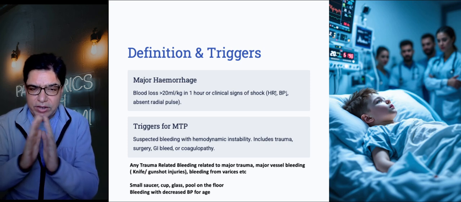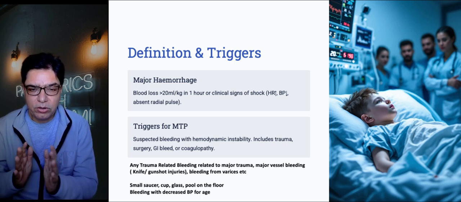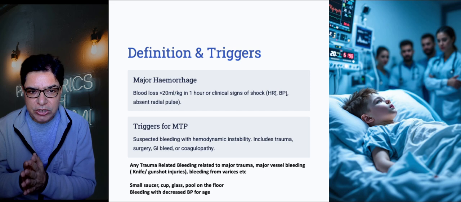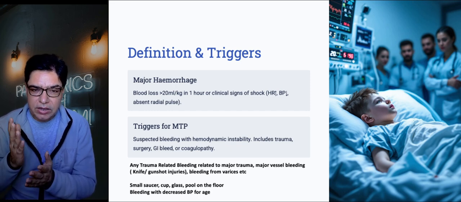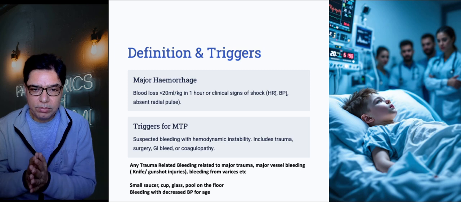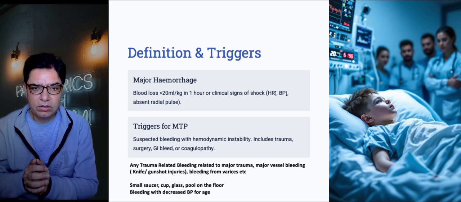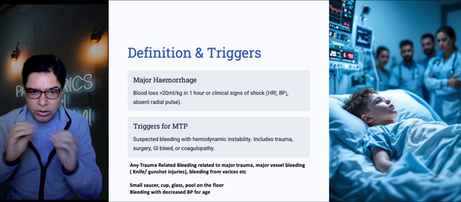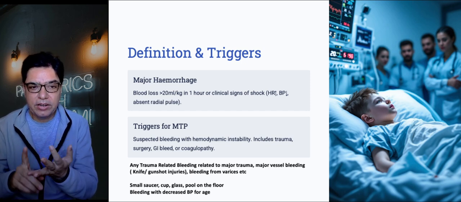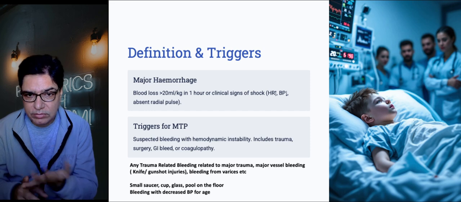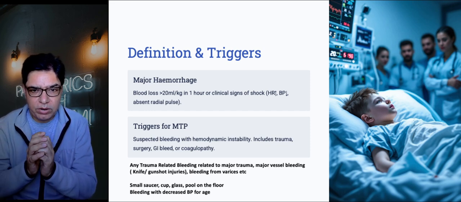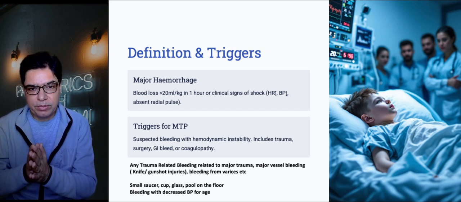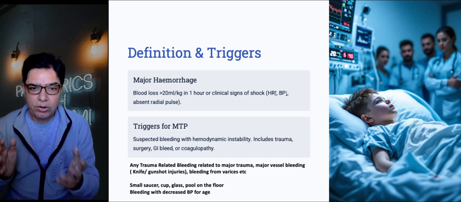So there are various definitions of major blood loss, and they're all very confusing. One definition says blood loss of greater than 20 mL per kg in 1 hour. So in 1 hour, if there's a 10 kilo child and he has lost more than 200 mL, which would probably be a small glass of blood, that would be considered massive blood loss. Or any blood loss which leads to an increase in heart rate and a decrease in blood pressure, in other words shock, irrespective of the amount of blood lost. That is also massive blood loss.